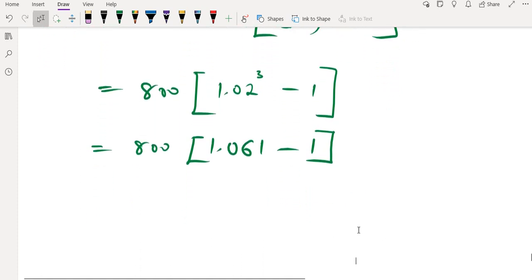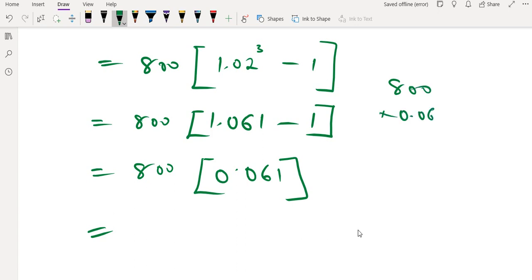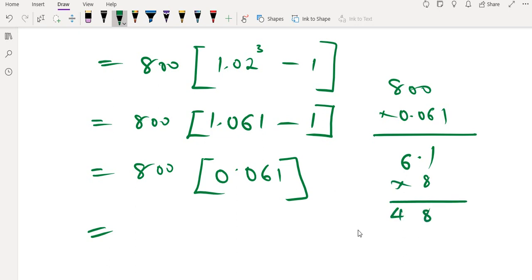Okay, so 1.061 minus 1. You are close. This minus this. 1.061 minus 1 is what? 0.061. I'll move this two times to remove this zero. So it will be 6.1 times 8. And that's what? 48. So this will give us the straight answer because it has already been subtracted here.